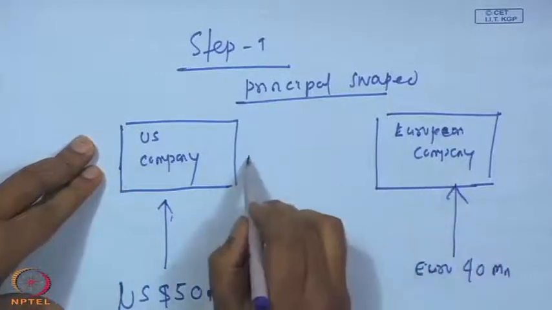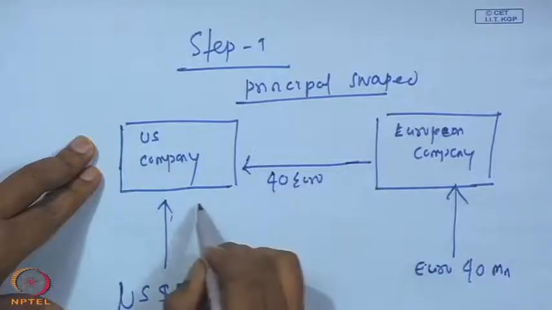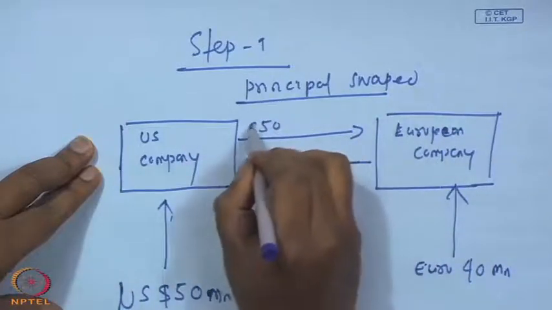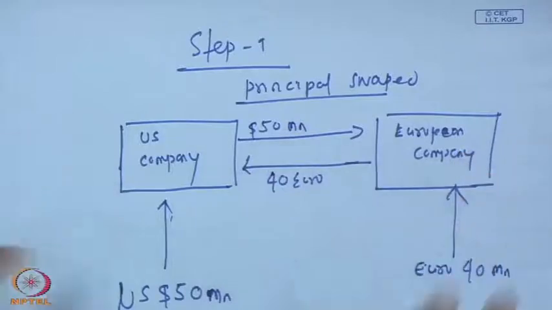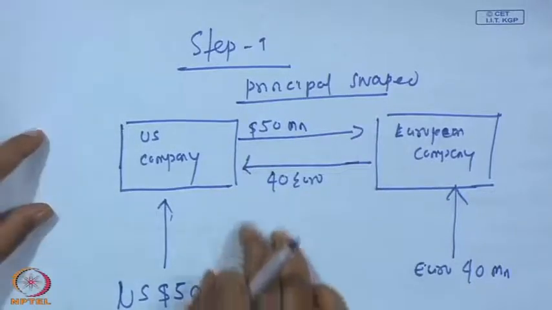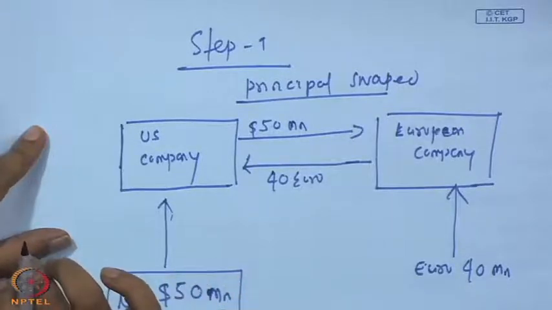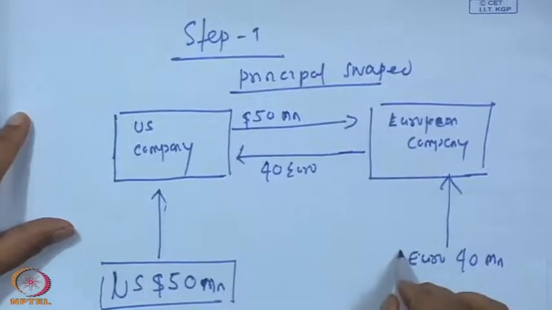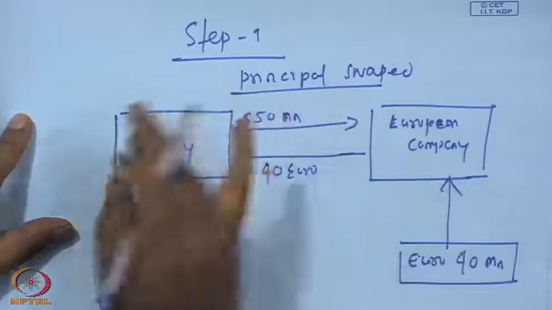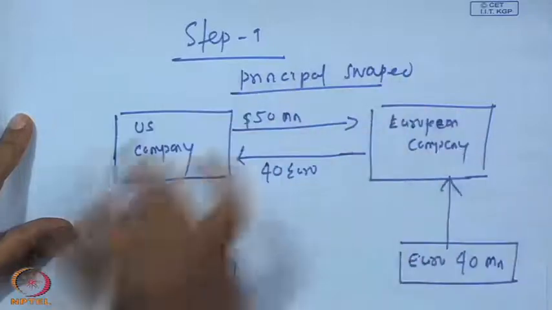Then the European company will send the 40 million euro to the US company, and the US company will send the 50 million US dollar to the European company. The principal amounts are equivalent. The US company raises 50 million US dollar from the US market, the European company raises 40 million euro from the European market, and they exchange them. The principal transaction is over.